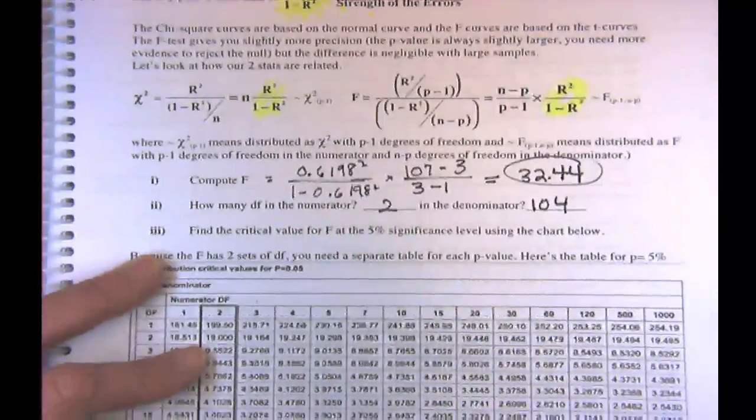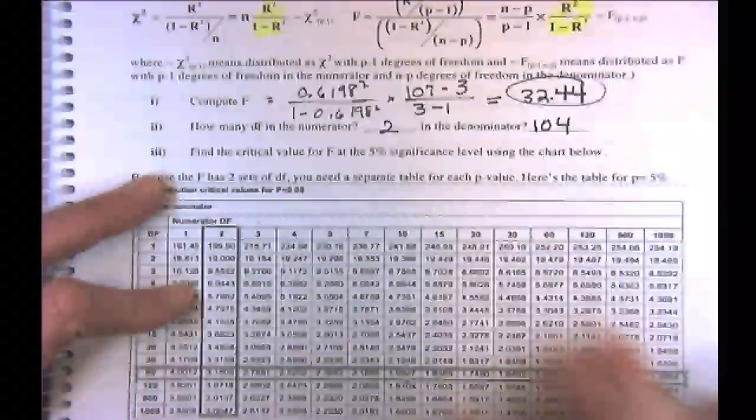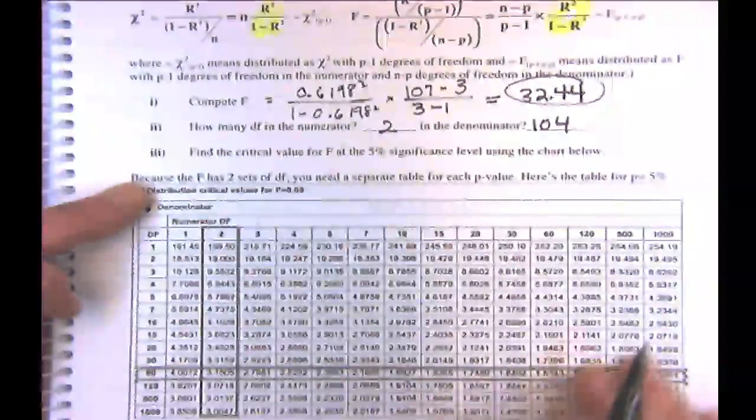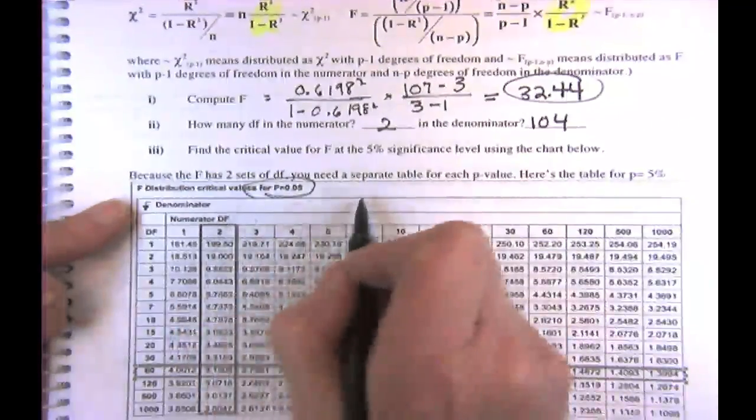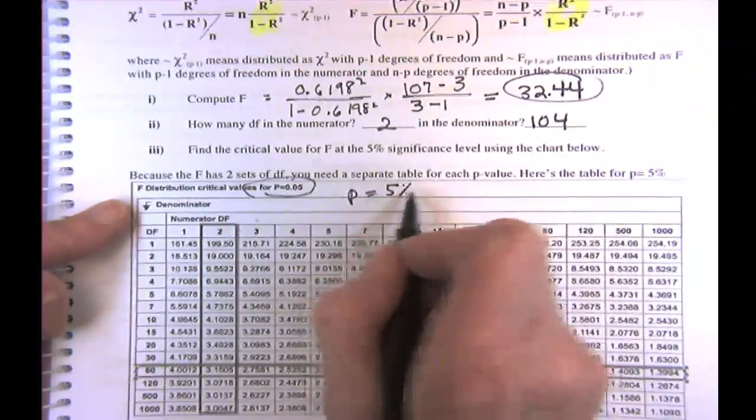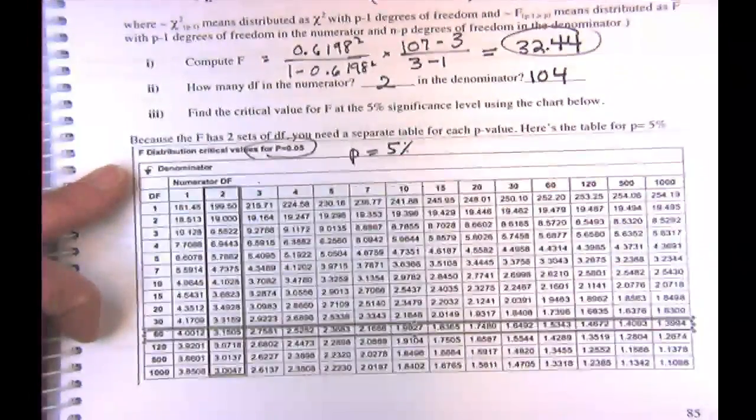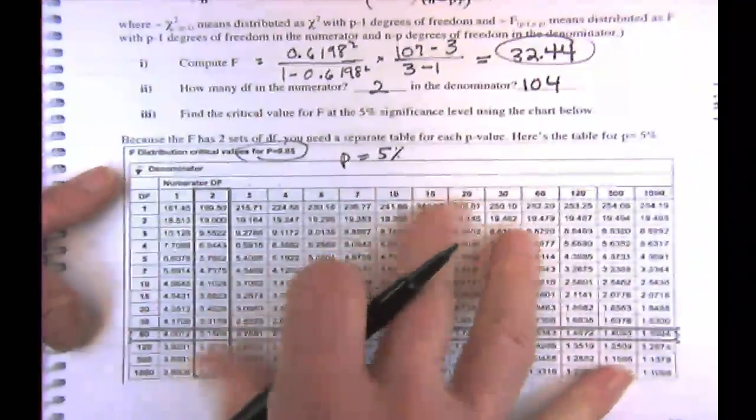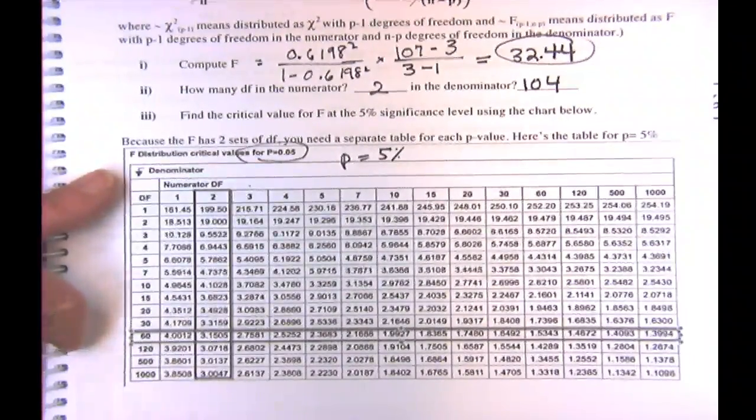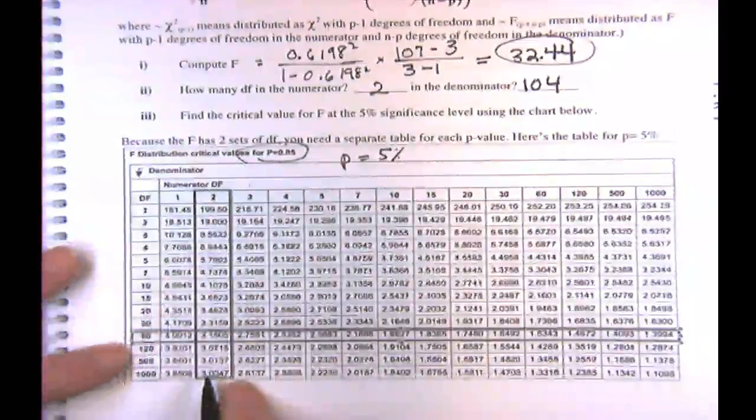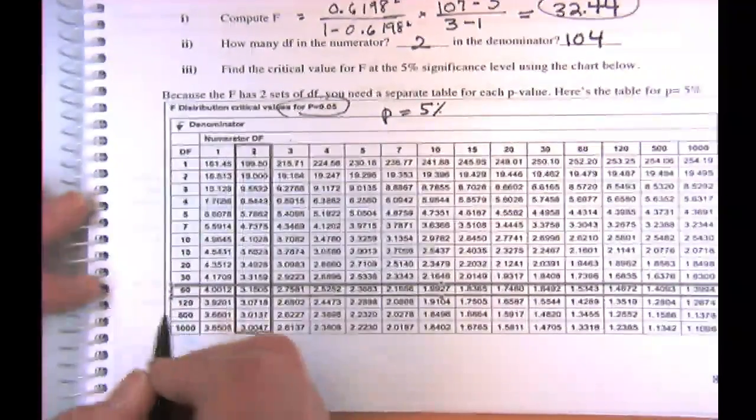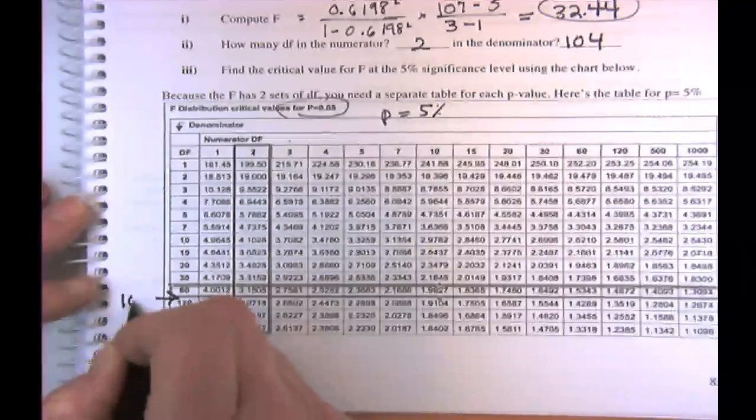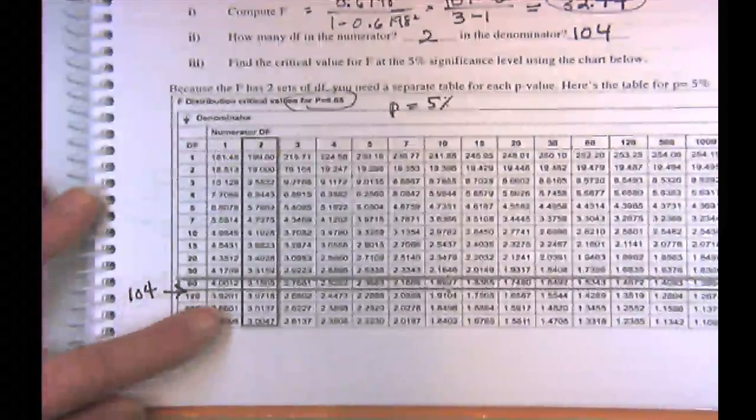Now, to find the critical value for F, I'm just showing you this whole table is for alpha equals 5%, right? Because now we have 2 sets of degrees of freedom, so I'd have to give you another whole table for alpha at each significance level. So here's your 2 degrees of freedom in the numerator, and here's your 60. Whoa, we have 104, so it should be right in between there, right?